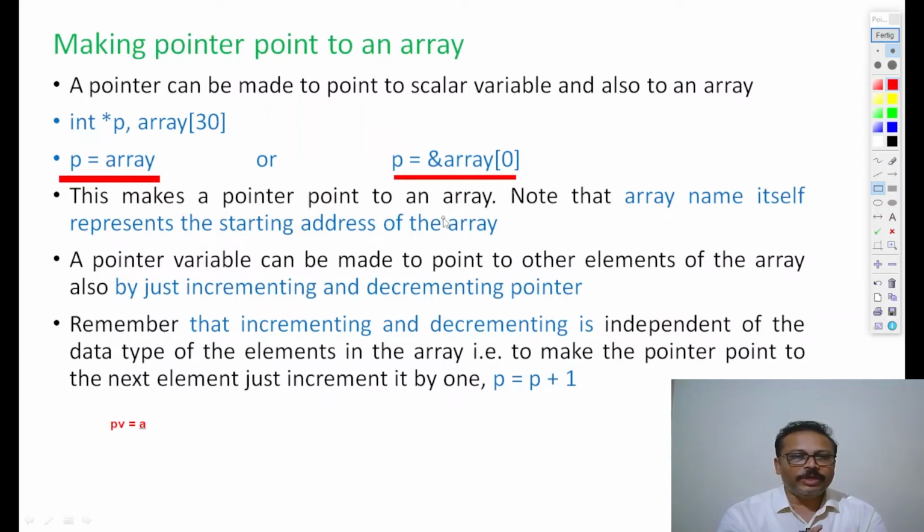A pointer variable can be made to point to other elements of the array also by just incrementing and decrementing the pointer. So you have an array of elements. Okay, you are making the pointer point to the starting element, but you can go to the next element, second element, third element, like that, by just using pointers, without using array indexes, array of 1, array of 2. You can just use a pointer and increment and decrement.